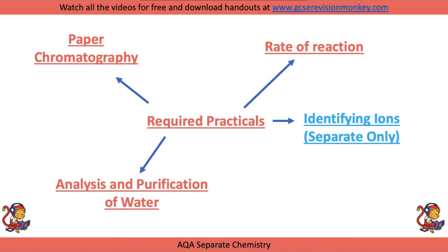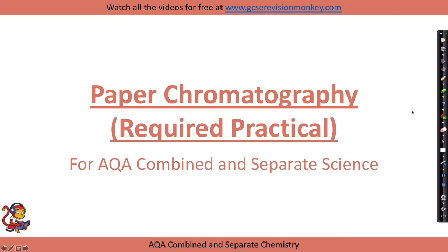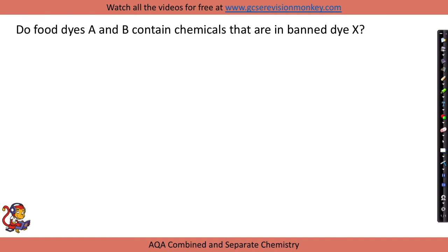The required practicals that you need to be aware of are the analysis and purification of water, paper chromatography, rates of reaction, and the separate only practical, which is identifying ions. Paper chromatography required practical. We use paper chromatography to separate coloured substances. So in this practical, you may be asked a question similar to the one above that says, do food dyes A and B contain chemicals that are in dye X? So in this practical, we're going to separate 3 dyes, A, B, and another one called X, and we're going to compare the patterns at the end of the practical.